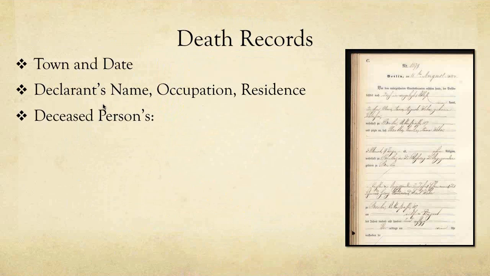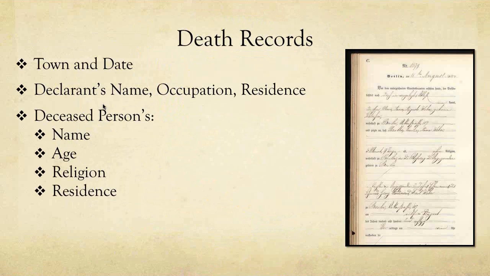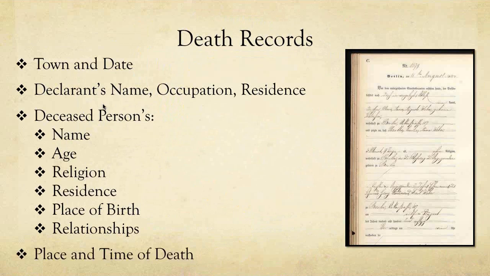And then you'll find all of this information about the deceased person. You'll find their name, their age at the time of death, their religion, their place of residence. Again, you'll often get an exact address, their place of birth, their relationships. So we'll look at that des again. Were they the son of somebody, the daughter of, the wife of, the widow of, etc.? And then the place and their time of death. So great, great sources of information.